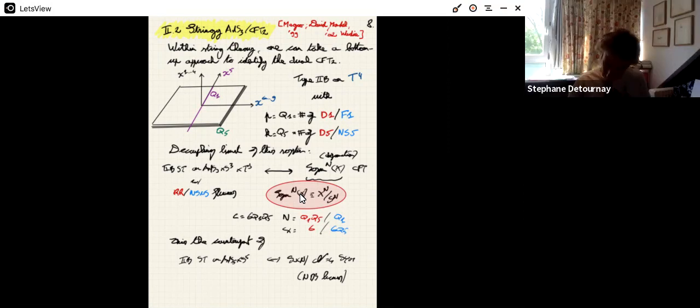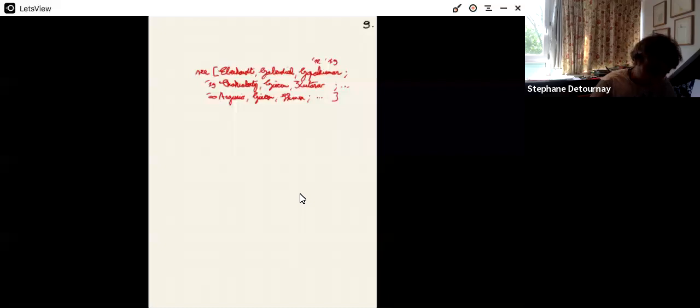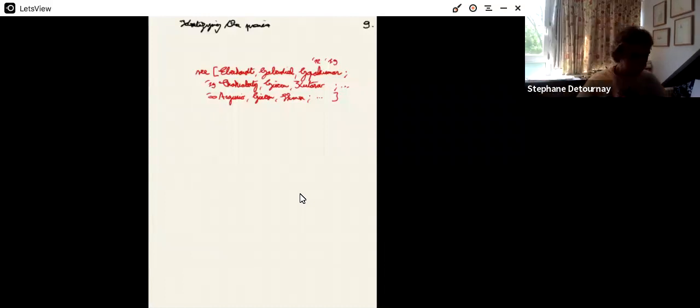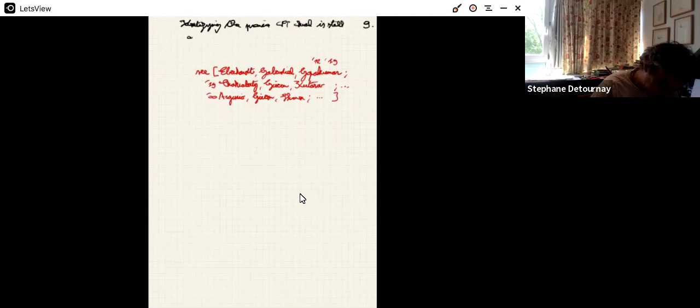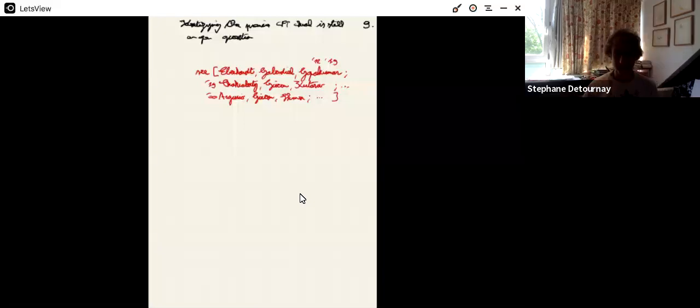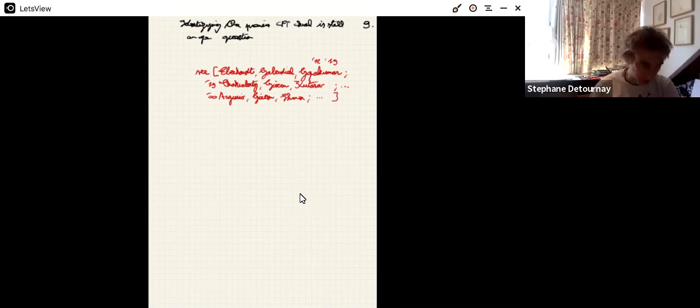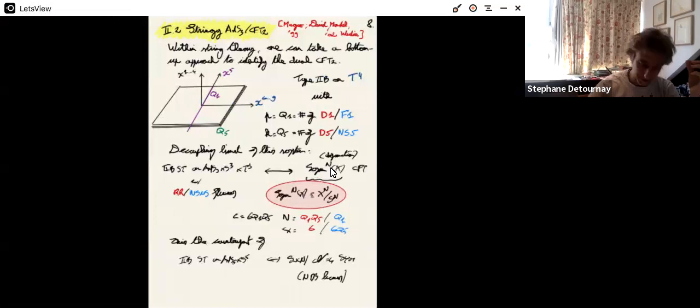Okay, so let me write up your question. Identifying the precise CFT dual is still an open question. I know there have been many proposals, many debates, and I don't think there is a consensus yet. The symmetric product orbifold structure is pretty well accepted. But what exactly are the details of the theory? For example, what exactly is X here? I think that's still open.